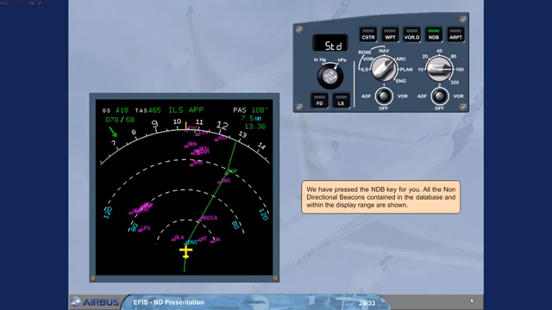We have pressed the NDB key for you. All the non-directional beacons contained in the database and within the display range are shown. We have pressed the VOR DME key. All the VOR beacons contained in the database and within the display range are shown.